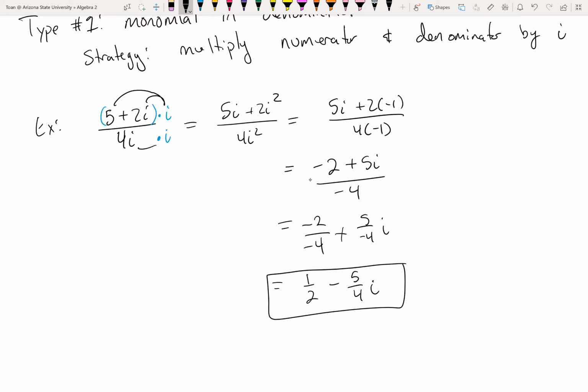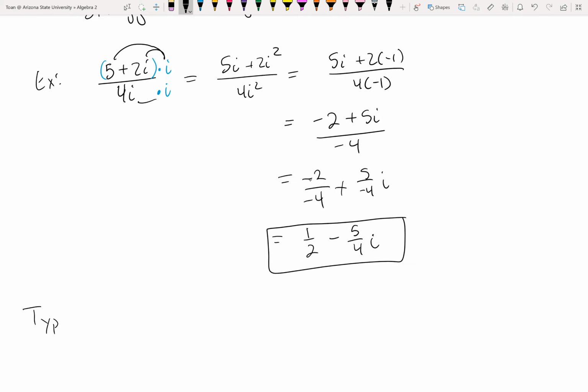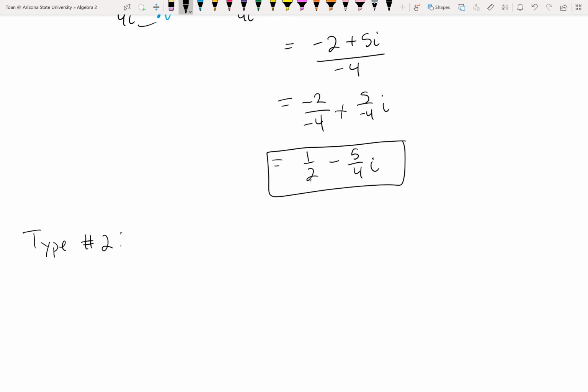So this type was the easiest. The second type just requires a little bit more work, but it's not hard conceptually, right? The other possibility is when you have a binomial in the denominator.